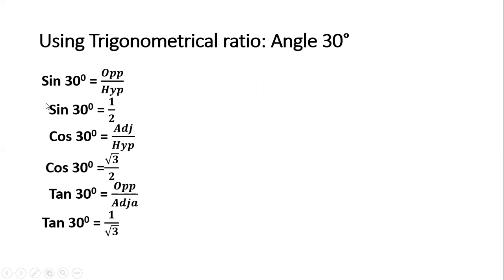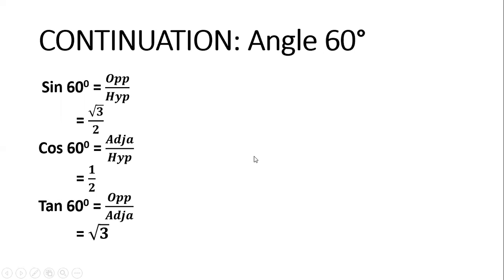So sine 30 degrees is opposite over hypotenuse. We said earlier the opposite is 1, the hypotenuse is 2. That's 1/2. Cos 30 degrees is adjacent over hypotenuse. The adjacent for angle 30 is root 3, and the hypotenuse is 2. So that's root 3 over 2. Therefore, tangent is opposite over adjacent. So tan 30 is what? Opposite over adjacent. Opposite is 1, and the adjacent is root 3. So that's 1 over root 3. We can also do that for 60 degree.